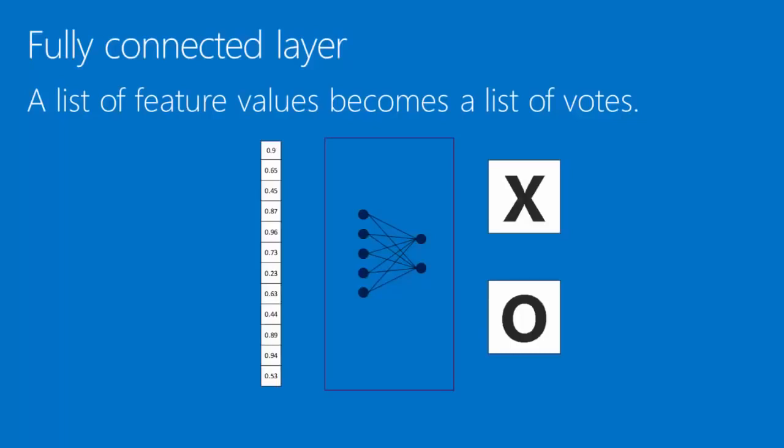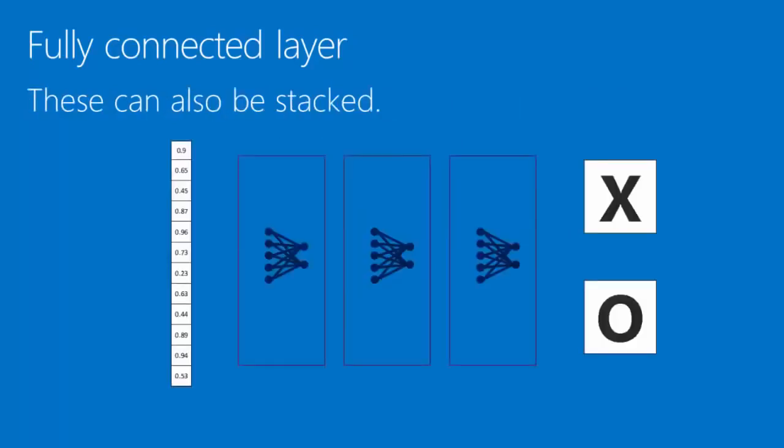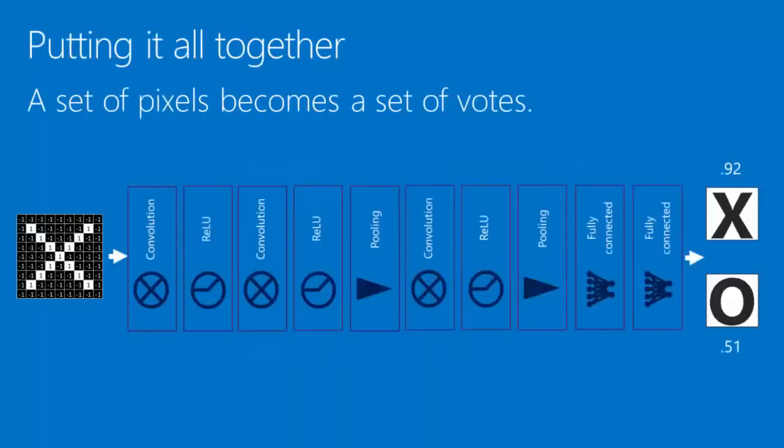Now, again, what's cool here is that a list of votes looks a whole lot like a list of feature values. So you can use the output of one for the input of the next. And so you can have intermediate categories that aren't your final votes, or sometimes these are called hidden units in a neural network. And you can stack as many of these together as you want also. But in the end, they all end up voting for an X or an O, and whoever gets the most votes wins. So if we put this all together, then a two-dimensional array of pixels in results in a set of votes for a category out at the far end.